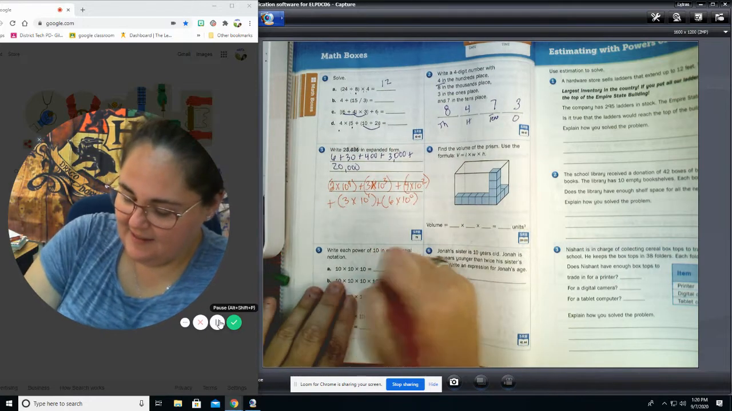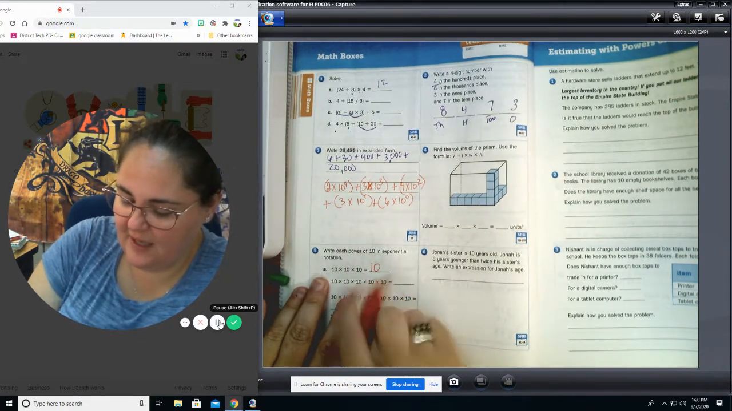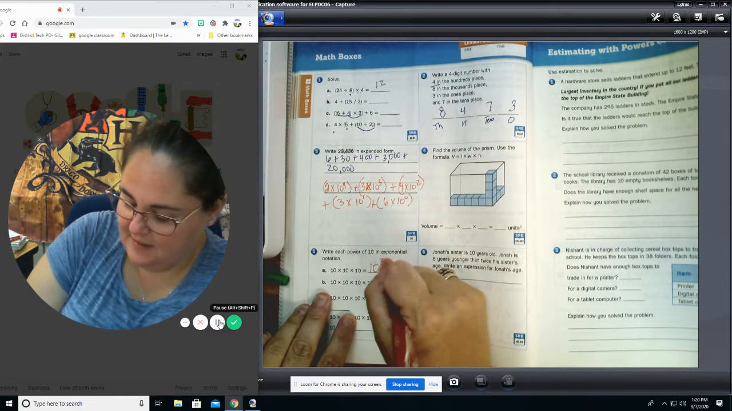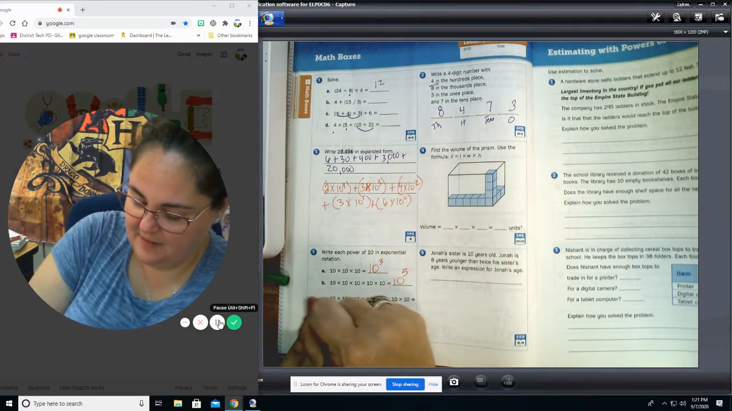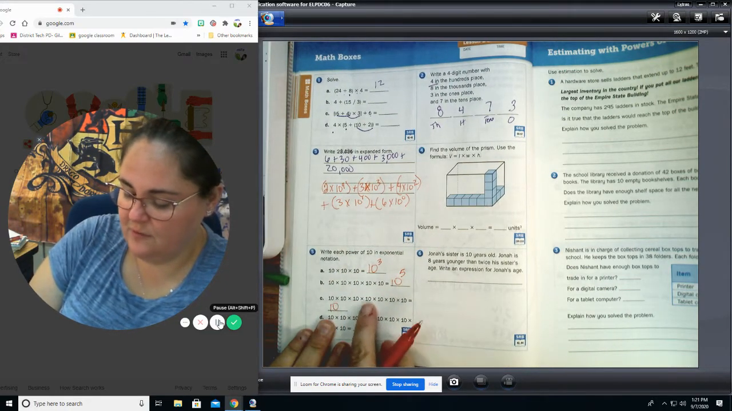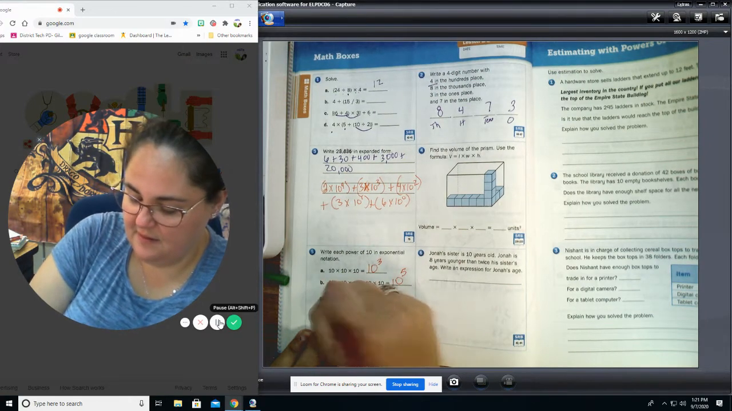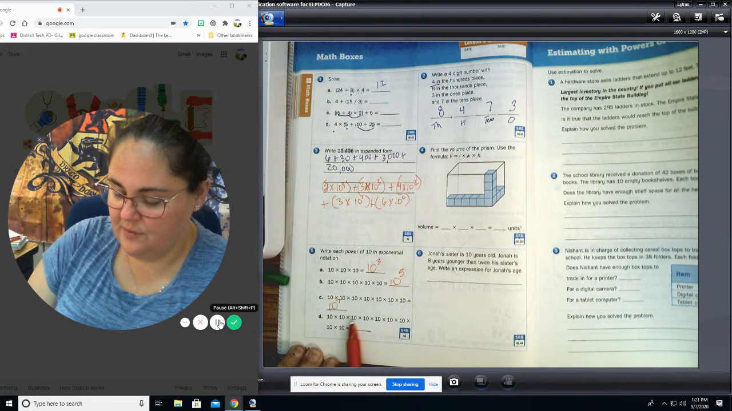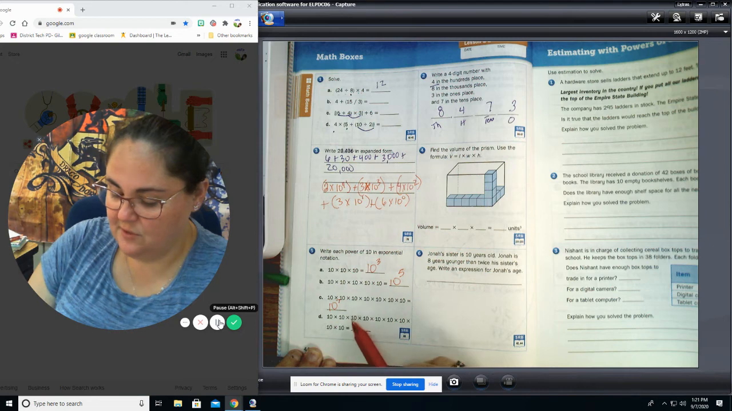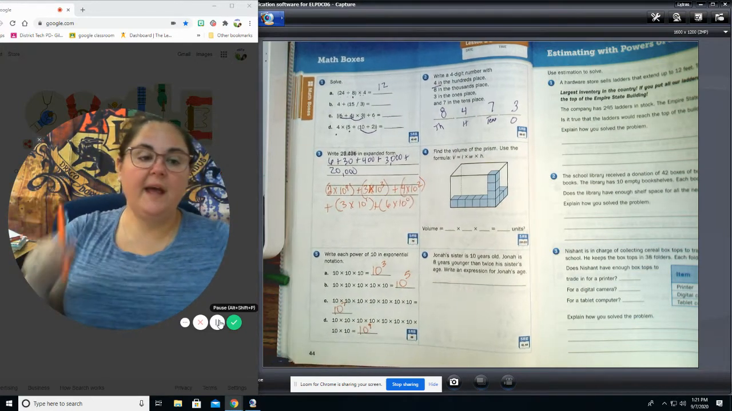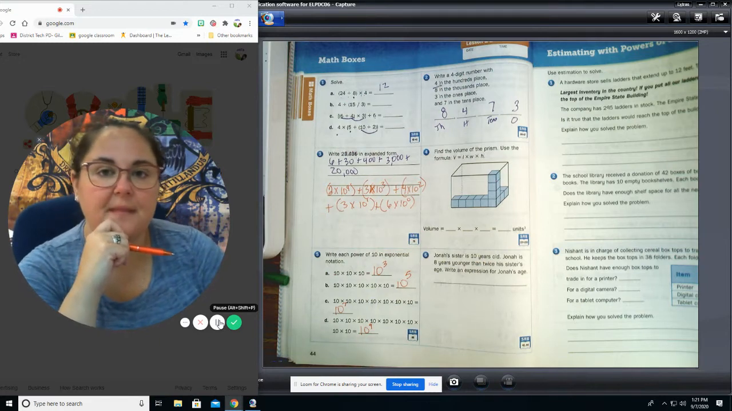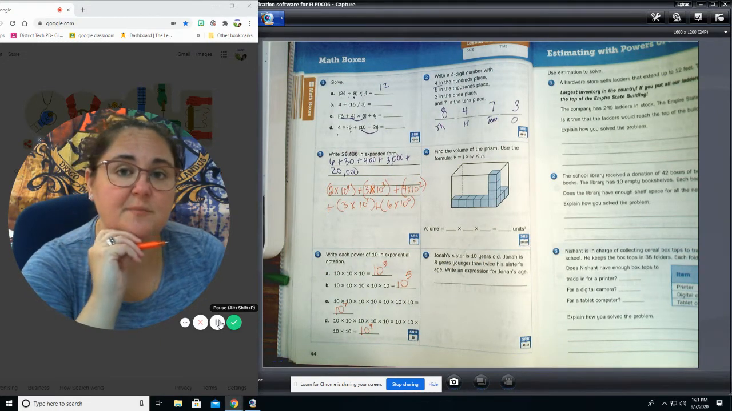All right, exponential form, 10 to the third. 10 to the 1, 2, 3, 4, 5, fifth. 10 to the 1, 2, 3, 4, 5, 6, 7. And 10 to the 1, 2, 3, 4, 5, 6, 7, 8, 9. Let me check again. 1, 2, 3, 4, 5, 6, 7, 8, 9. 10 to the 9th.